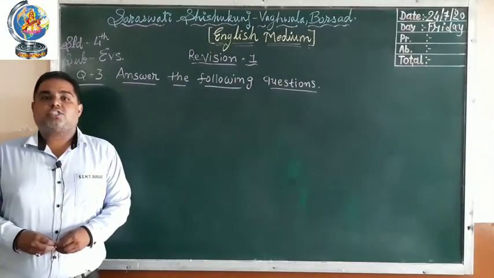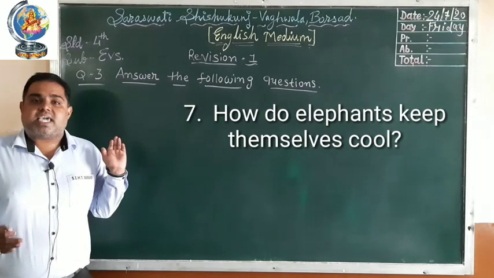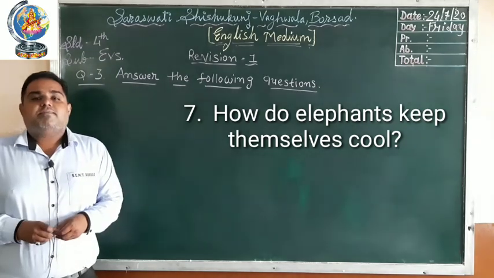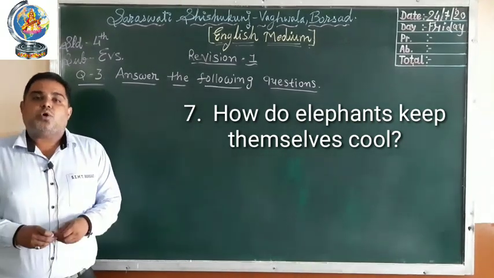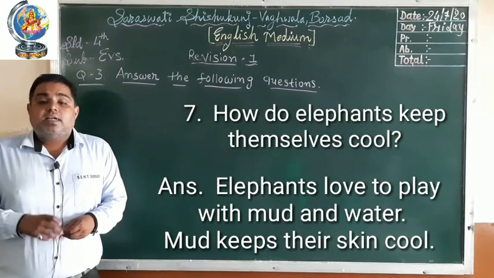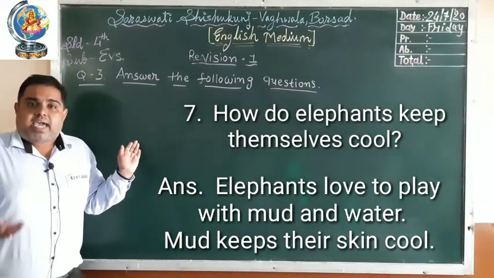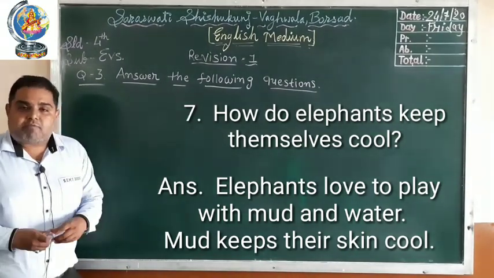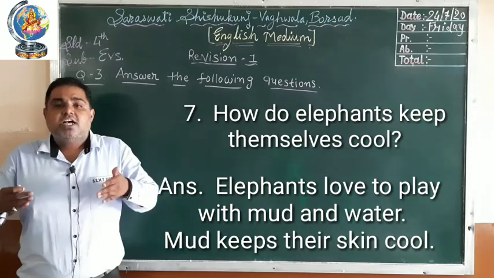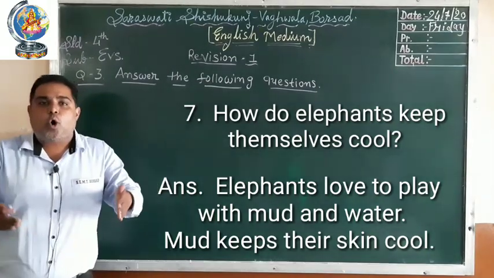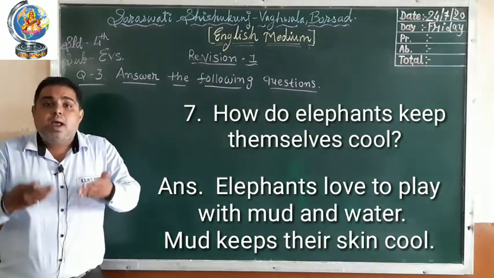Now students, next question, question number 7 is, how do elephants keep themselves cool? Once again, how do elephants keep themselves cool? So your answer is, elephants love to play with mud and water. You can see many rivers are also flowing in the forest. So animals go in that river, pond, lakes, and they love to play in the water and mud.